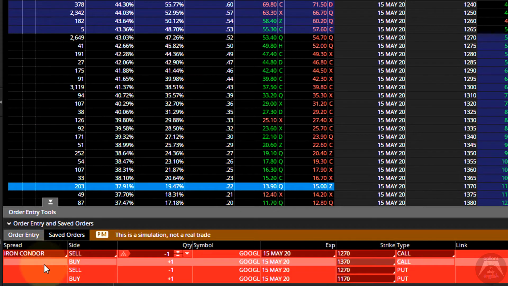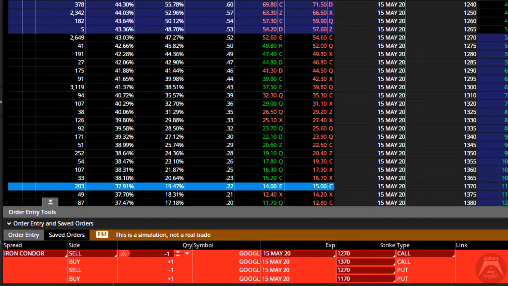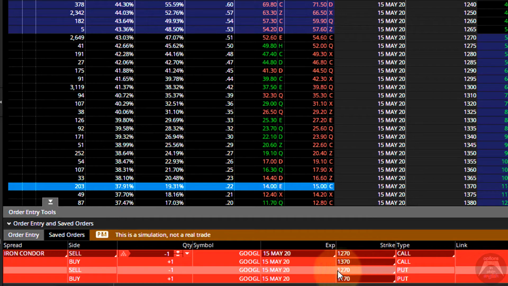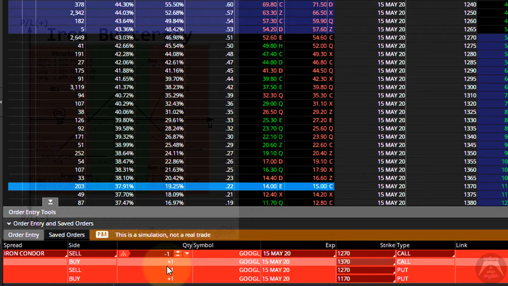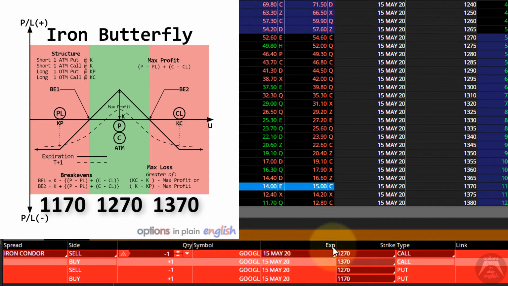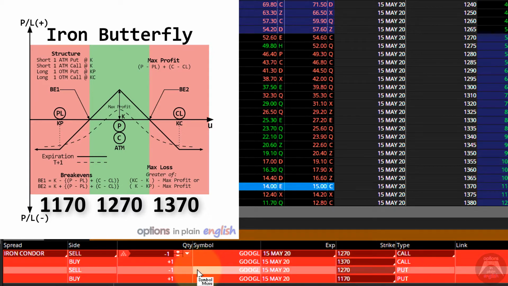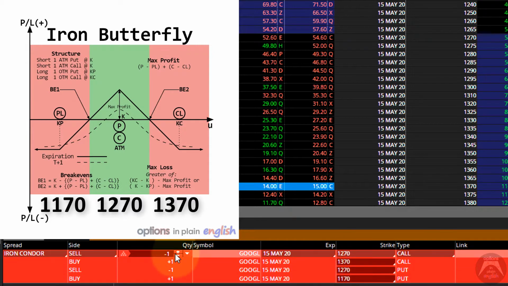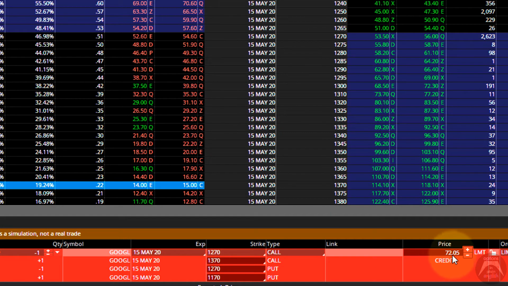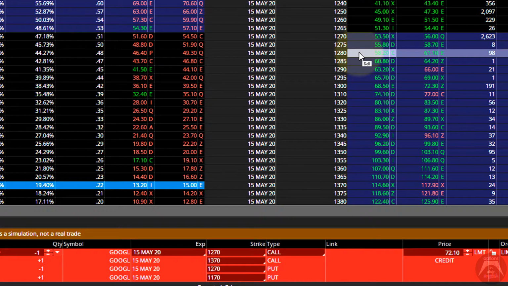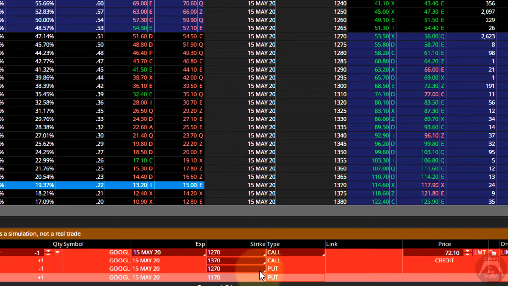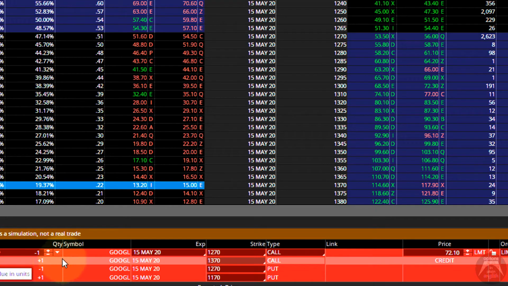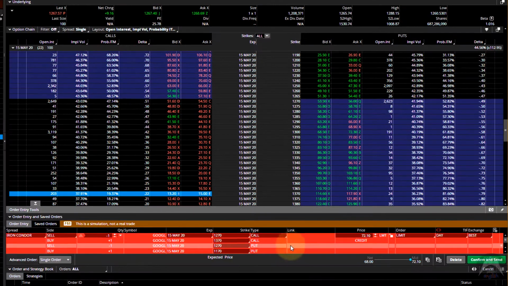We're going to analyze this trade, and you can see it's called an iron condor, but in reality it's an iron butterfly, because the short strikes are the same for the put and the call. So we have short the 1270 put, short the 1270 call, long the 1370 call, and long the 1170 put. This is an iron butterfly. We're going to be getting a credit of $72 for it, and this is the max profit. And we can lose money, of course, and the most we could lose is 100 minus 72, because 100 is the width. Now don't forget, each one of these contracts is covering 100 shares of Google. So this is quite a big position, okay?